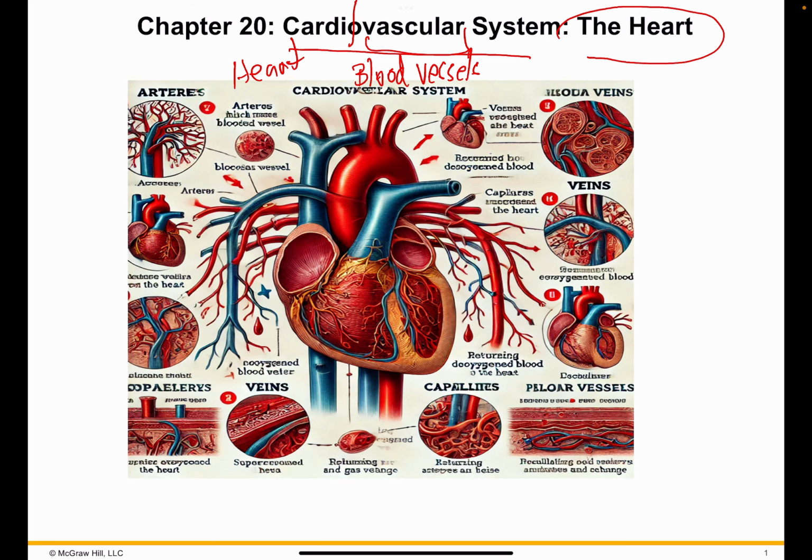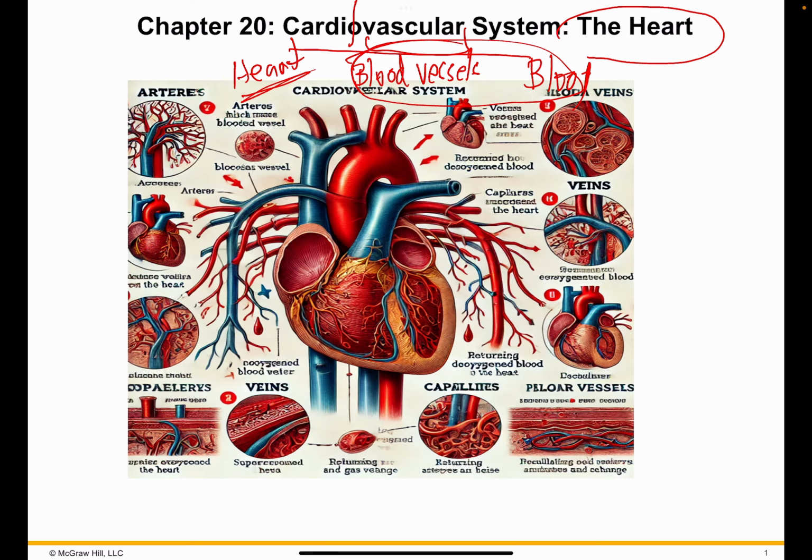They can be arteries, veins, capillaries. Then we're also going to go over blood. These two parts we're going to study in a later chapter. We're going to study the heart, see what the structures are, and also the primary functions of the cardiovascular system, especially the heart, and how they transport oxygen, nutrients, and hormones.